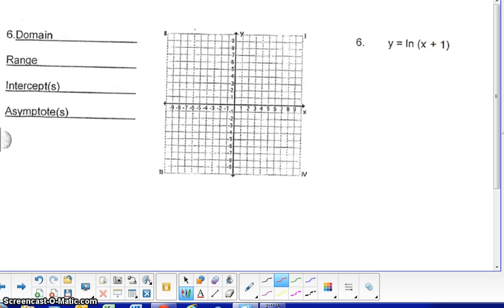This is a natural log, so we are again going to relate it to the parent graph, natural log of x. Go ahead and get an XY chart set up, and I'm going to only use 2 points this time.